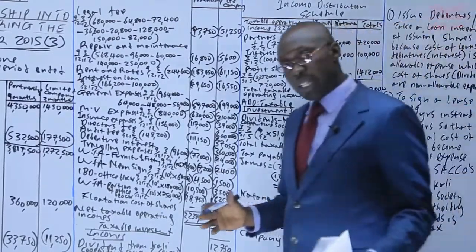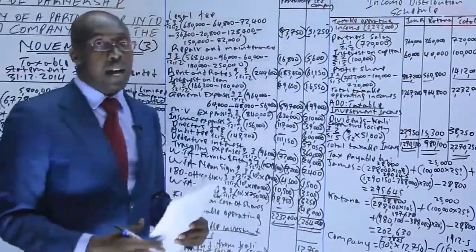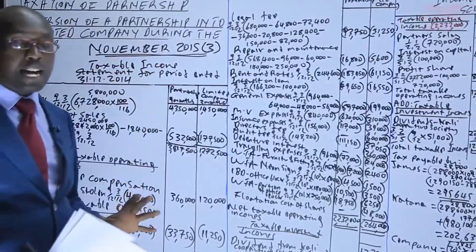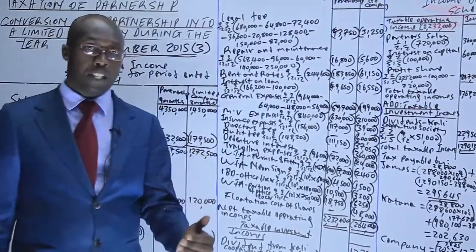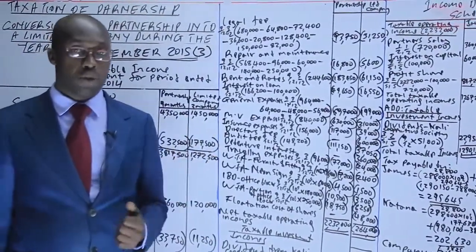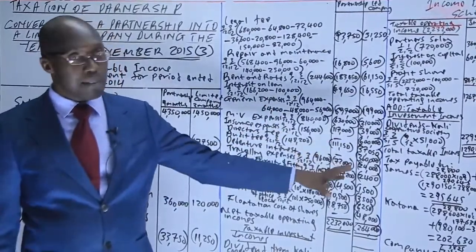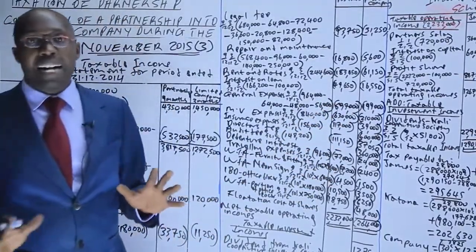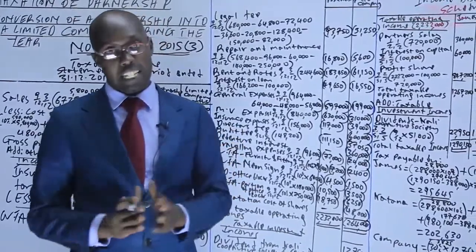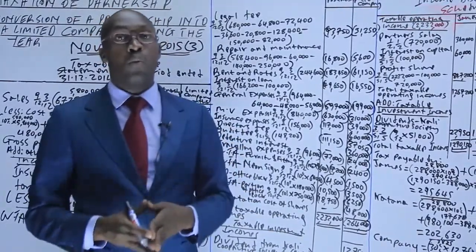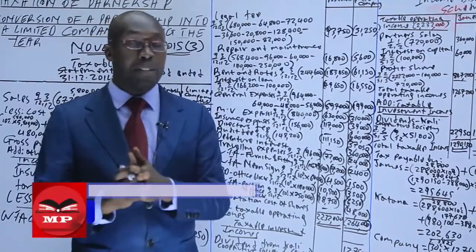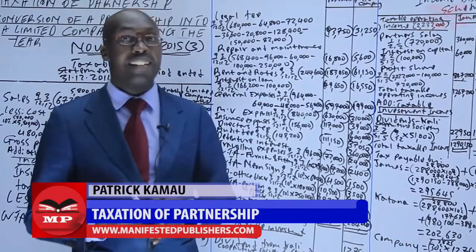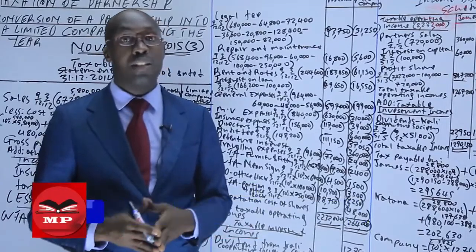So that one brings us to the end of this lesson about the conversion of a partnership into a limited company during the year, where we have looked at how you can use the net profit method and the gross profit method to get the taxable income, and how to go ahead and tax the businesses, the partnership, the partners, and also that of the limited company. So that marks the end of the taxation of the partnership. When we meet in the next lesson, we'll be looking at the taxation of the next business after partnership, the limited company. Until next lesson, thank you very much. See you in the next lesson.